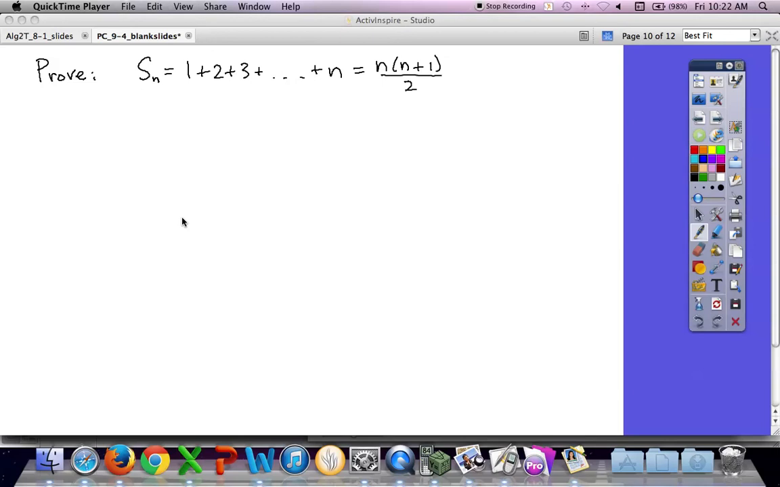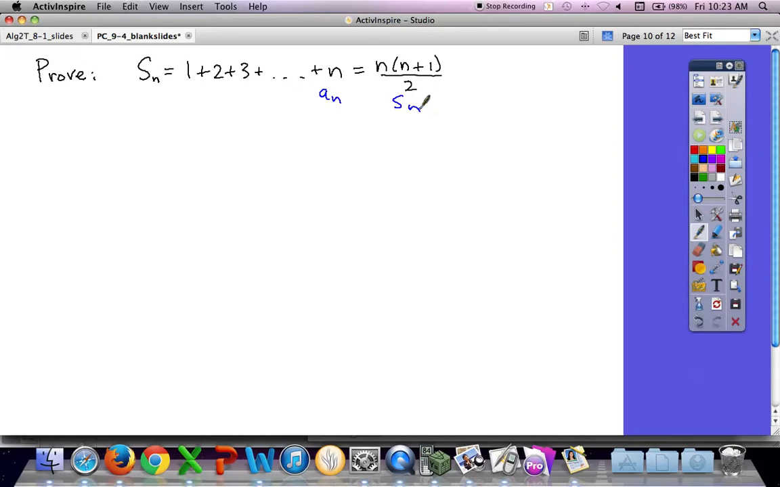Okay, so in this problem, let's try to prove that if you add up the first n integers, 1 plus 2 plus 3, dot, dot, dot, where the nth term is n, that you could use the formula n times n plus 1 over 2. That's what we're trying to prove. Remember that this is the a_n, and this is S_n. It helps to just label that, because you're going to use both of those in a minute. What's the first step?